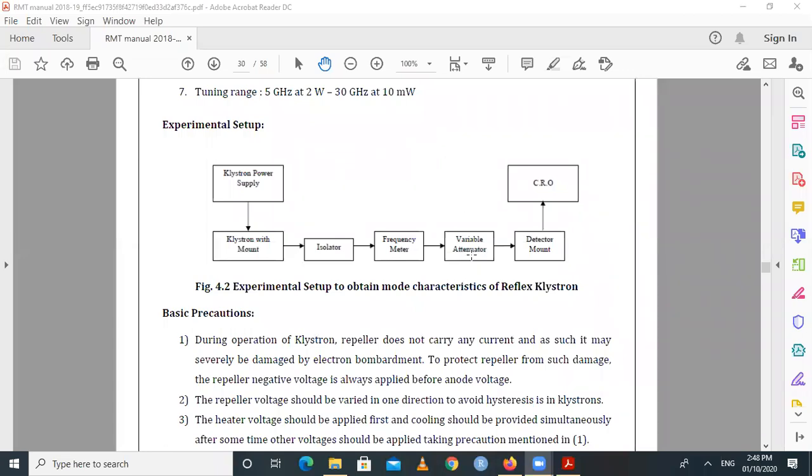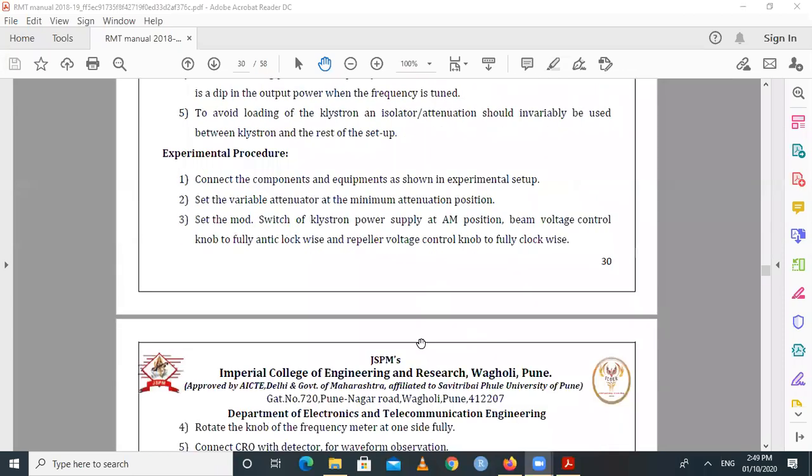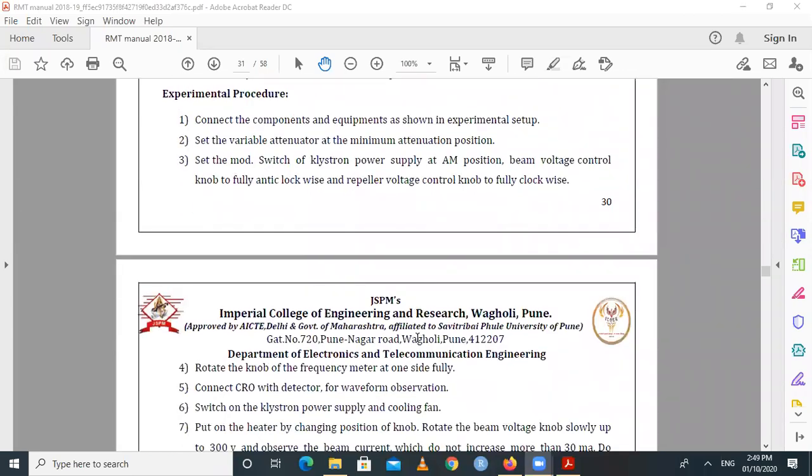And instead of a variable attenuator, in that video we are using a slotted section. That slotted section is useful for finding VSWR. The output of the slotted section is given to the detector mount, and finally the detector mount output is given to the CRO. So this is the setup. In short, I will explain the procedure once again.